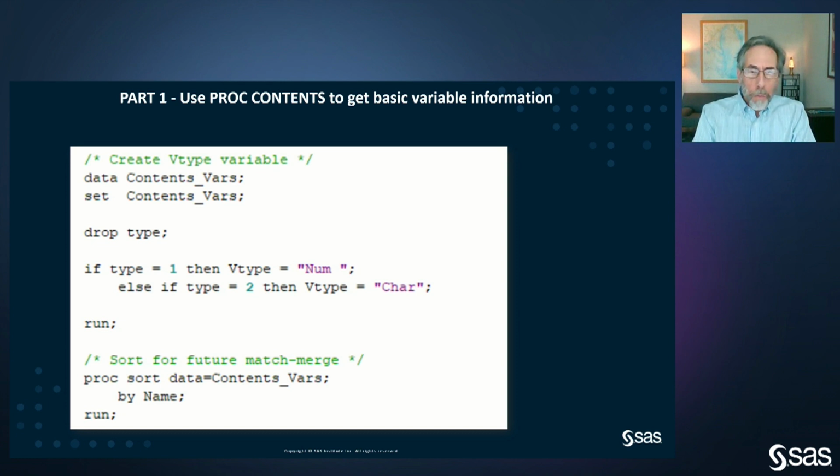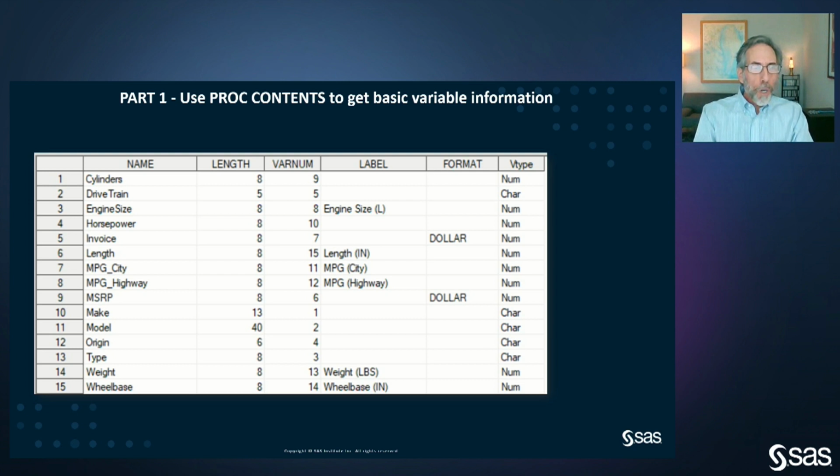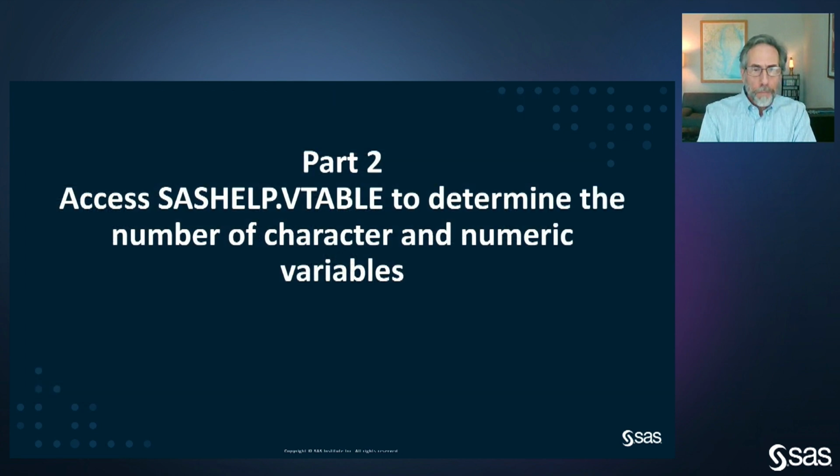So we're going to create a new variable called vtype, and we're going to set it to num if it's a numeric variable, and char if it's character. We sort the data set for future merging, and this is what it looks like. You can see there are 15 observations, and they all contain one of the characteristics of one of the variables. We have name, length, var num, label, format, and vtype, and it's ready for future merging.